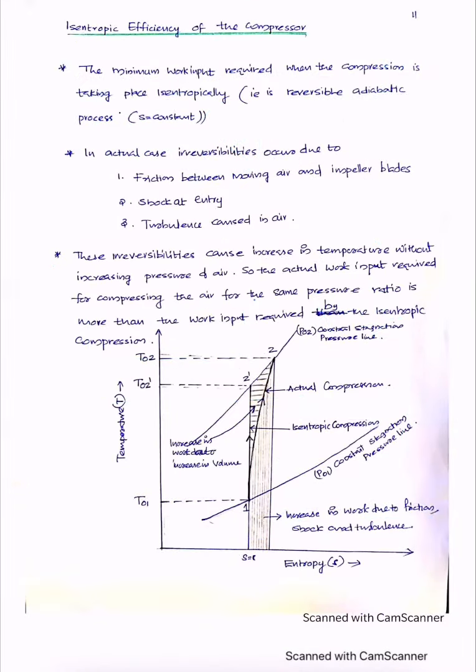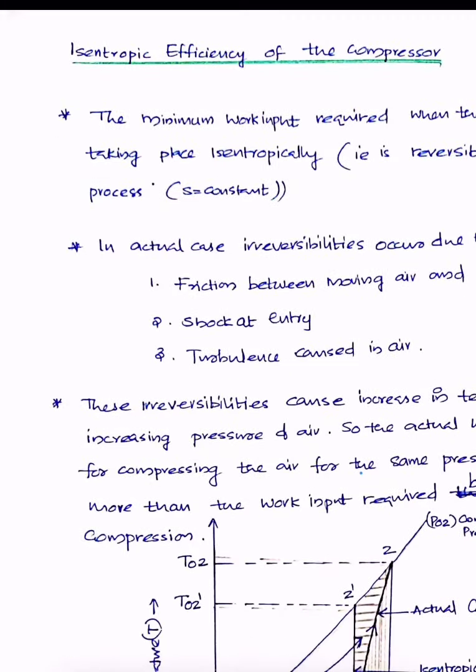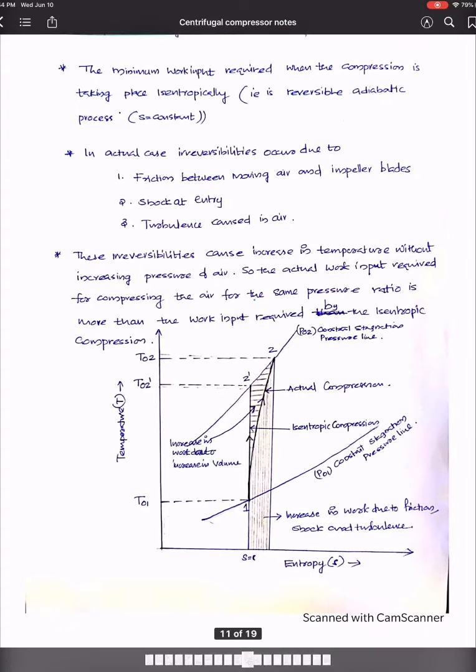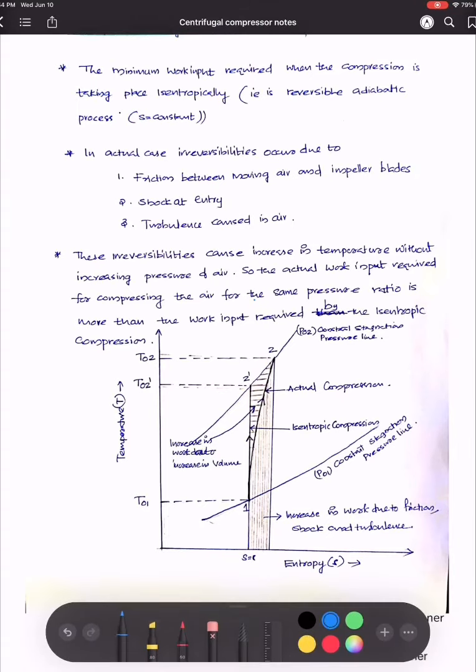So next is isentropic efficiency of a compressor. We'll discuss that. So before discussing the isentropic efficiency of the compressor, I want you to assume that there are two cases for the compression process inside a compressor. Now, first case is the actual compression process, in which all the losses will be considered. It is an irreversible process.